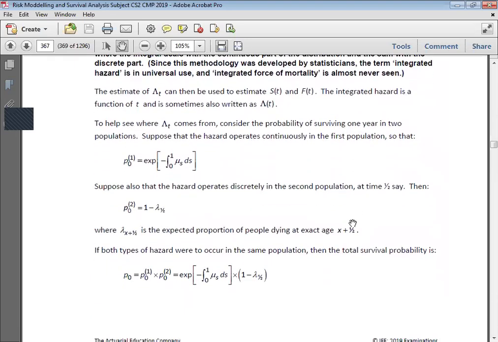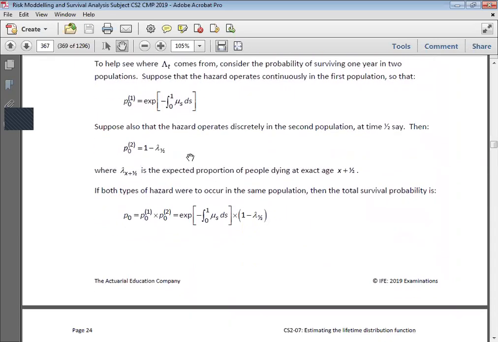So for the continuous case, we know that p01 can be represented as e raised to minus the integral from 0 to 1 of mu of s ds. And for p02, this is for the case of discrete. So here, if my lambda is the hazard rate, then my probability that I will survive is just 1 minus the hazard rate. So here, this is the time half, but again, it just represents the probability that this particular life died at precisely, after 6 months.